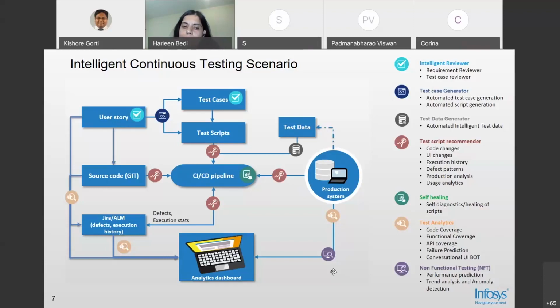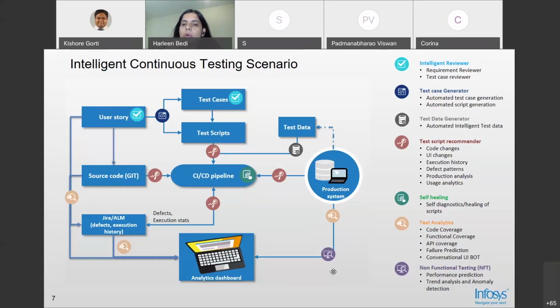And that is where this analytics dashboard comes in, which will collect data from various sources, whether it is Jira, ALM, or whatever those sources could be. It will give a code coverage; we have integrated with an open source tool for code coverage. It will also provide the functional coverage and API coverage, or any anomaly that it detects. So all these things could be visualized and used for future release planning.